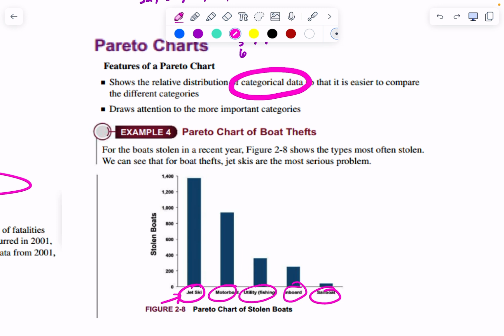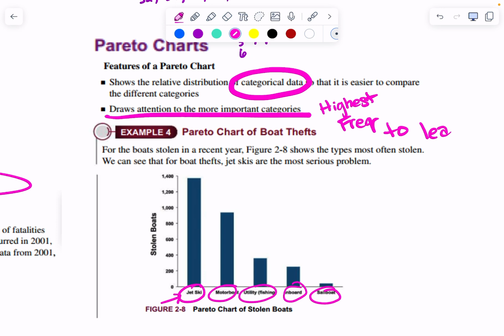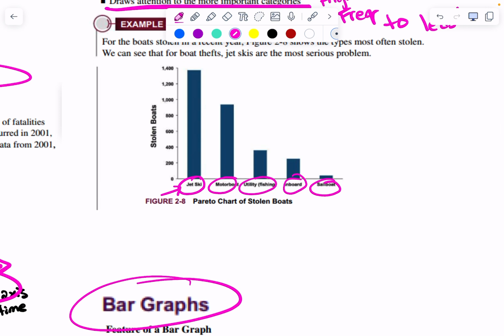Now, the way that we do a Pareto chart is it draws attention to the most important categories because it goes from highest frequency to least. So the tallest towers go first, and then they go down, down, down. If you were doing this as eye color, hair color, favorite color, whatever, what's the most prevalent eye color? Is it brown or blue? Yes, it's brown. So brown would go first. It would be the tallest tower. Then blue, I'm sure, would be next, then maybe green, then maybe hazel. But they would go in order of frequency.